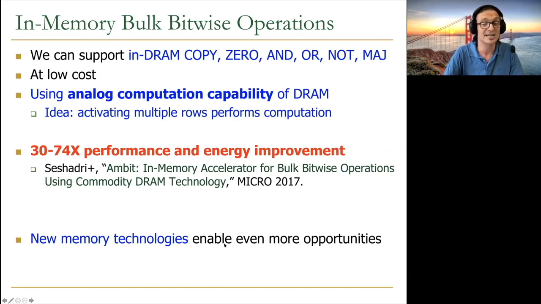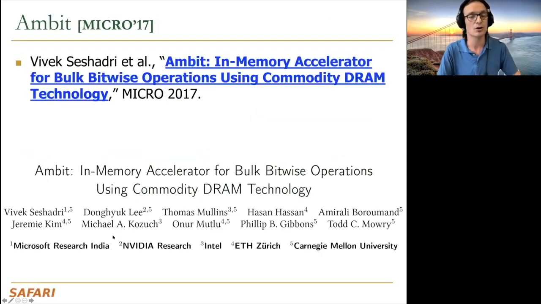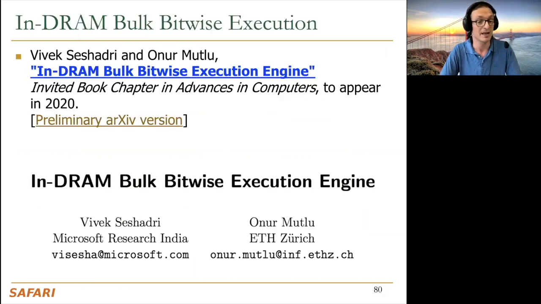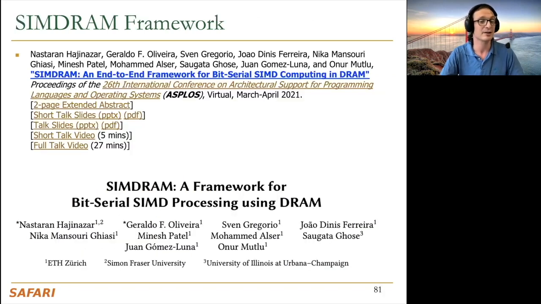New memory technologies enable even more opportunities. These are memory technologies like phase change memory, memristors, etc., because they actually are non-volatile. As a result, the data movement is even less. If you want to know more about this, certainly you can read the papers we have written on this topic. This is a more recent paper that has a good DRAM background also, that I mentioned earlier. And this is one of the more recent papers that we've written on this topic. You can see that the paper is titled SIMDRAM, concepts that you learned in this course. Basically, we can do bit-serial SIMD processing using DRAM in this particular work.